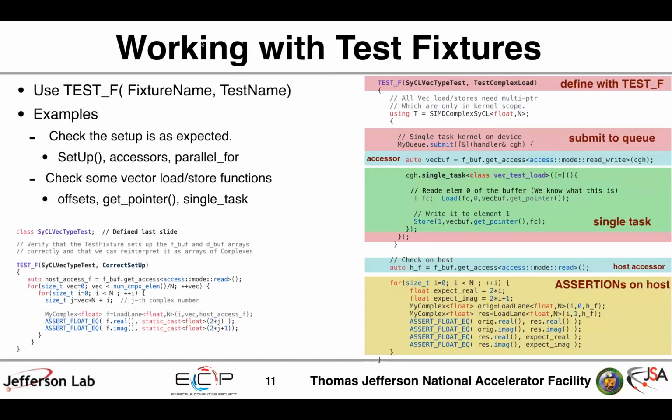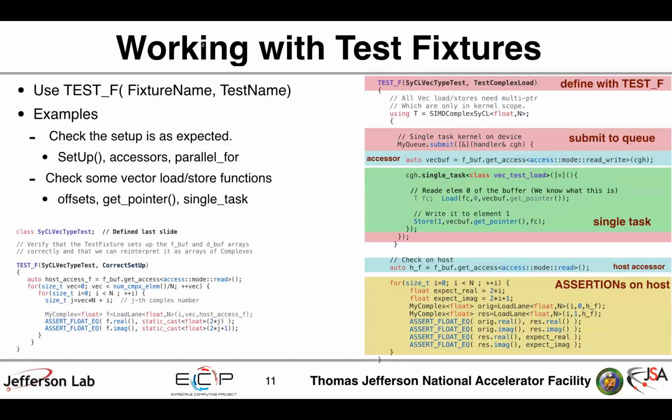If you use a test fixture, instead of defining your tests with the TEST macro, you use this TEST_F macro, and you put the fixture name. That's the name of the class you just defined. So the first test I have on the left-hand side at the bottom just checks that the buffer is filled with the appropriate values that I intended to fill it with. You can see in the first line, I get access using a host accessor to the buffer, and then I just go through it and check things.